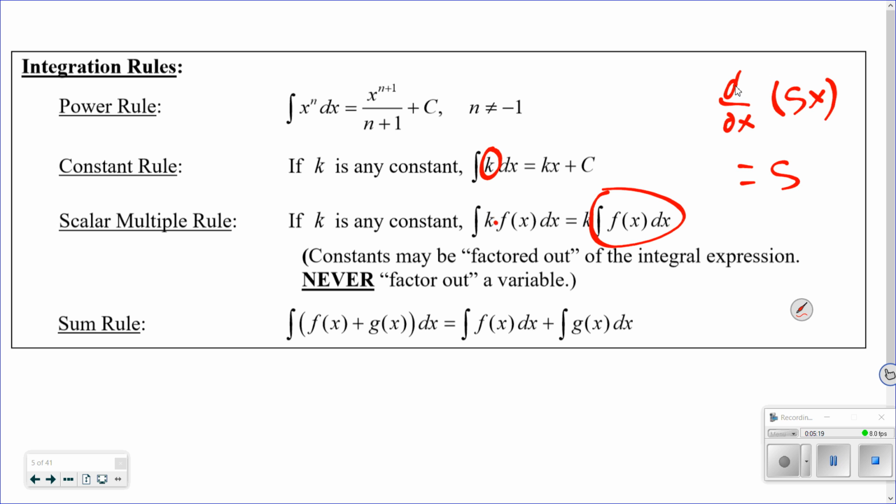This is really important. You can never factor out a variable. So if you have x times f of x, you can't take the x out in front. But if you have 5 times f of x, you can move the 5 out in front.